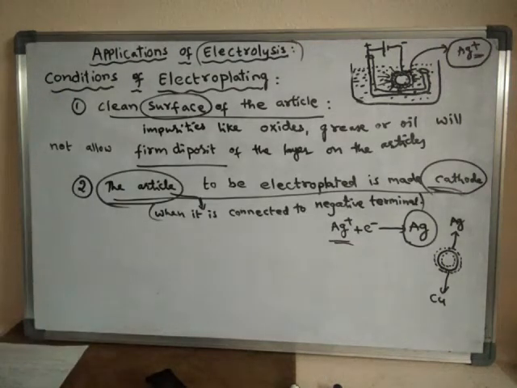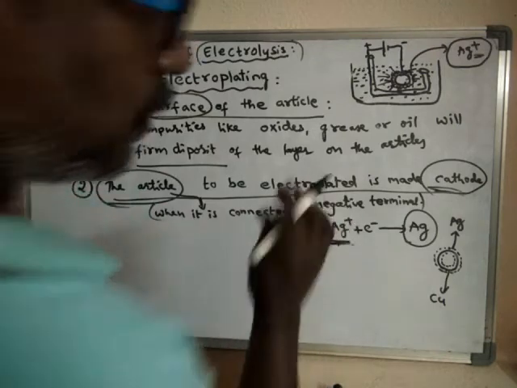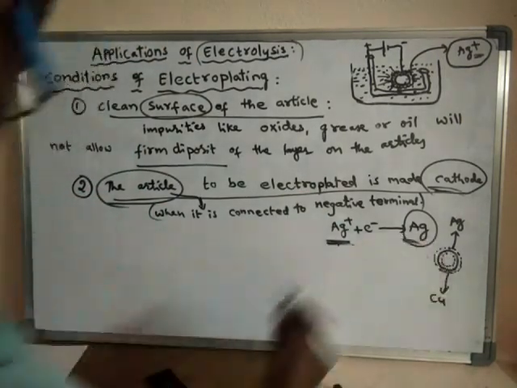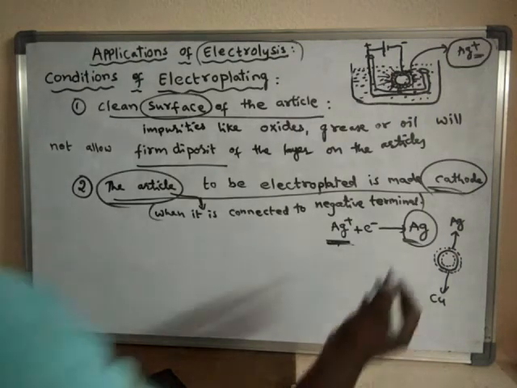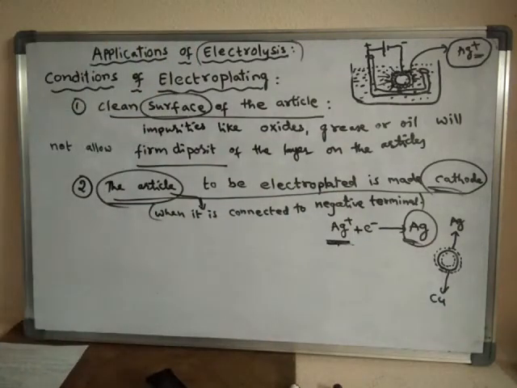Because the positively charged cations from the electrolyte are discharged only at the cathode to form neutral metal atoms. So these cations will discharge only at the cathode, remember always, and finally form a neutral metal atom. That neutral metal atom will deposit on the surface of the cathode.